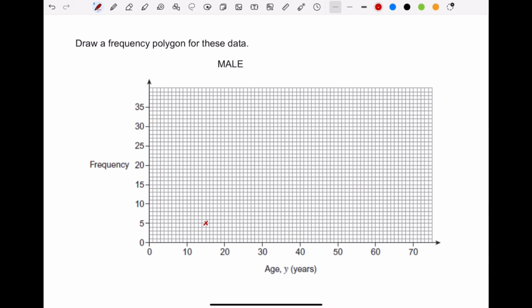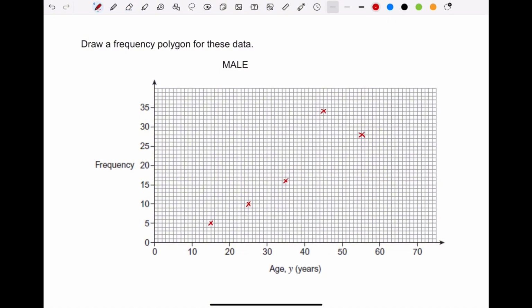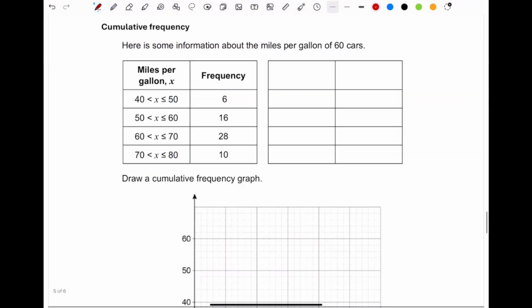So the first point is going to be 15, 5. The second one is going to be 25, 9. The third one is going to be 35, 16. And then 45, 34, 55, 28, 65, 19. Once we've got all the points, what we need to do is to join them together using a straight line. Okay, so this is called a frequency polygon: midpoint and its frequency.